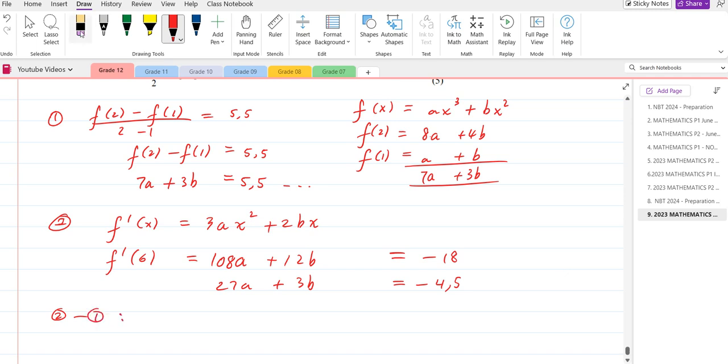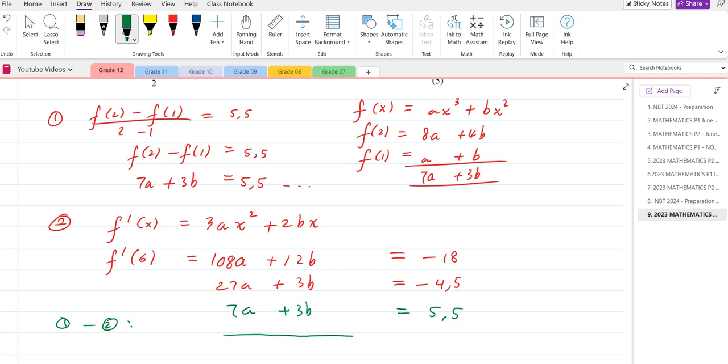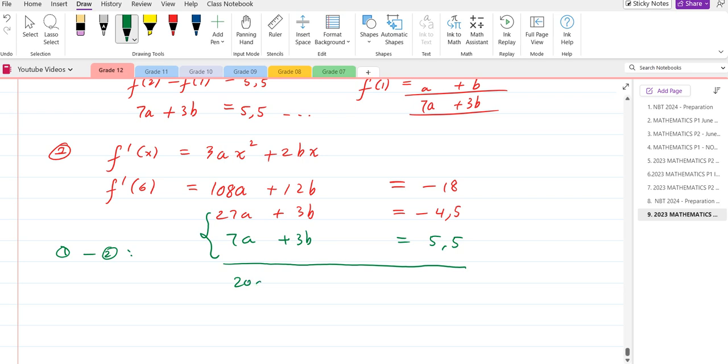Now I take equation 1 and minus equation 2. Equation 1 is 7a plus 3b is equal to 5.5. Right, so I'm going to subtract these two here. 27a minus 7a is 20a. 3b minus 3b cancels out. Minus 4.5 minus 5.5, so we just get minus 10. Therefore a is equal to negative half.